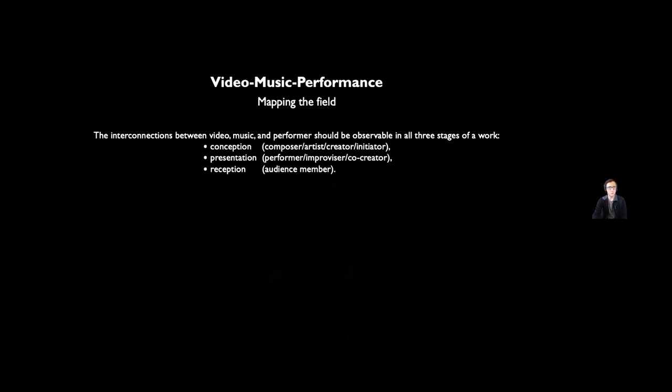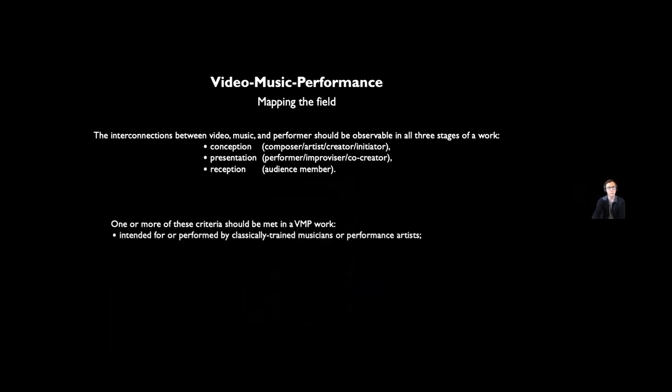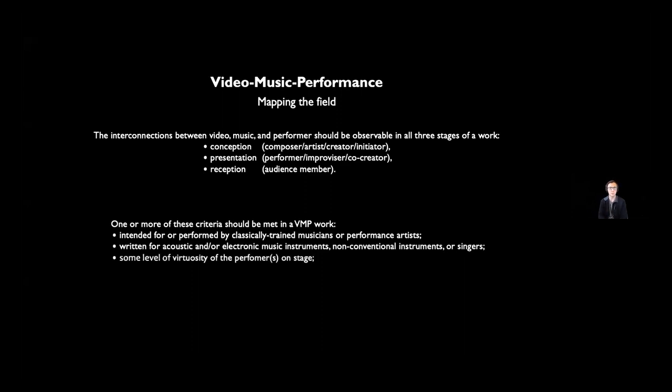So in order to become relevant to this proposed genre, a work should check one or more of the following conditions. The work is intended for and performed by classically trained musicians or performance artists, or parts of the music are written for acoustic and/or electronic music instruments, non-conventional instruments, or singers. Elements of virtuosity of the performance on stage are noticeable, and the work exhibits elements of composition, structure, or conceptual underpinnings that relate the performers' bodies and personas to the audiovisual narrative. So there's a perceived spatial, temporal, or metaphorical interrelation between the performer and the audiovisual media.